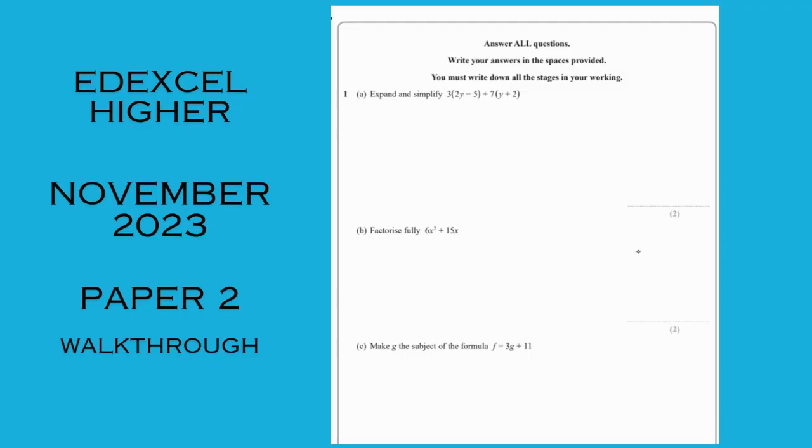Question 1. Some algebra to start off with, just simple expanding. So if you prefer the loops, feel free. It's not a quadratic. 3 lots of 2y, 3 times -5, 7 lots of y, 7 lots of 2. Simplifying is 13y, take away 15, add 14, ends up with -1.